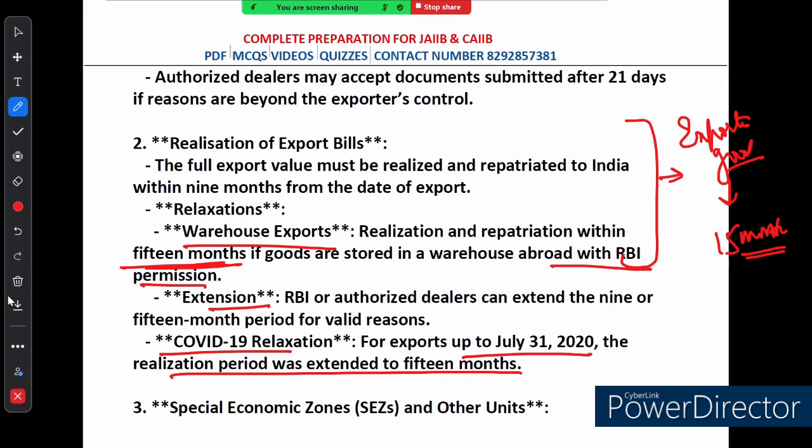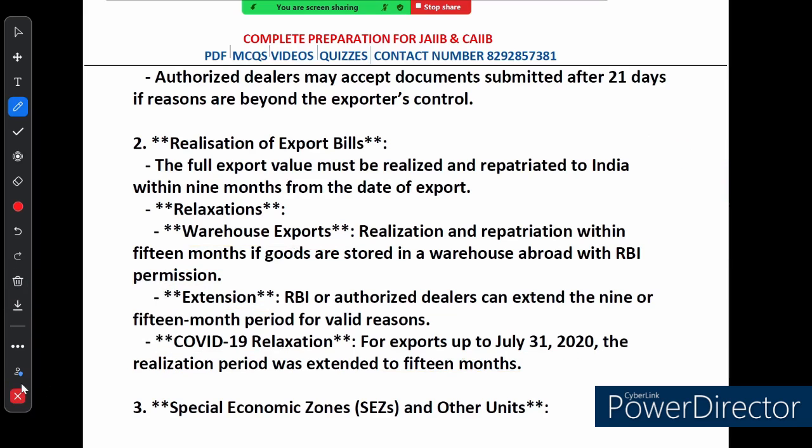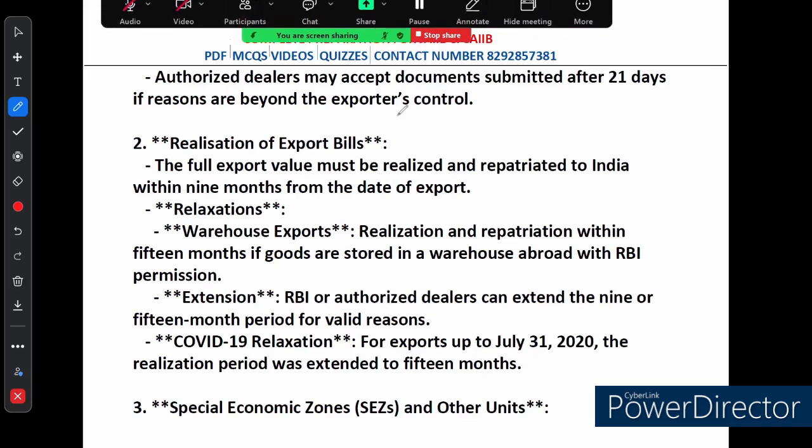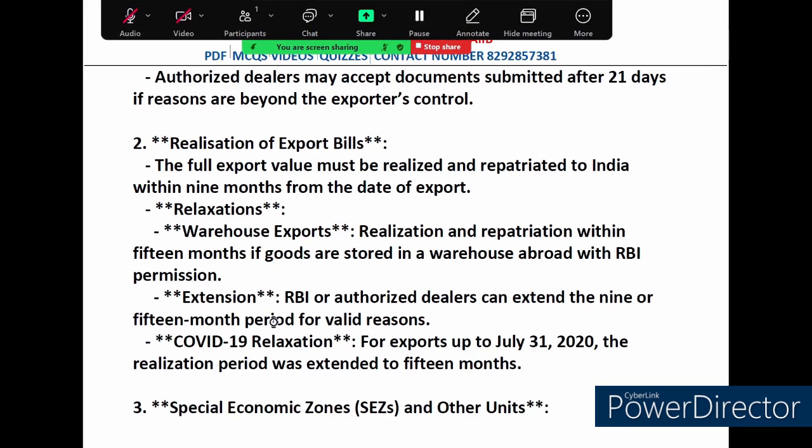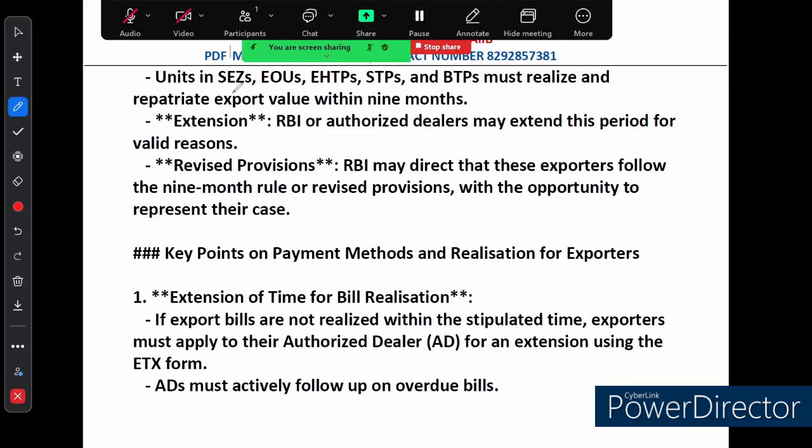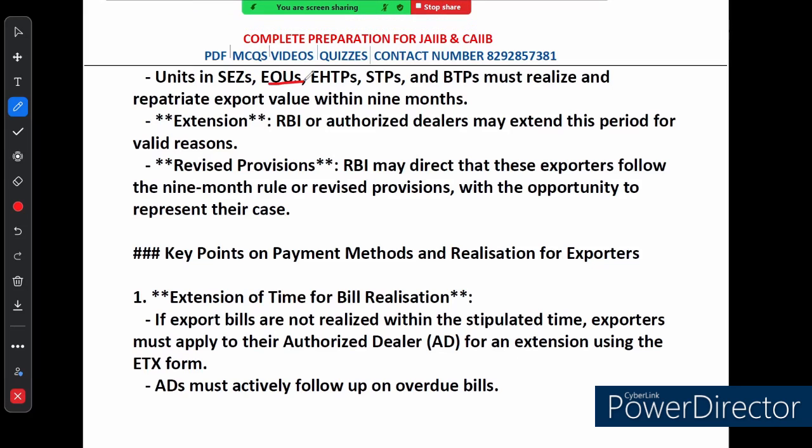Now, let's talk about something called a special economic zone and other units. So, if you are an exporter from the special economic zone, that is called SEZ, or a similar unit like EOU, that is called export oriented unit, or EHTP, that is called electronic hardware technology park, or STP, that is software technology park, or BTP, that is biotechnology park. So if you are an exporter from either of these, you have to realize and repatriate the full export value within 9 months. So the keyword here is 9 months, right?